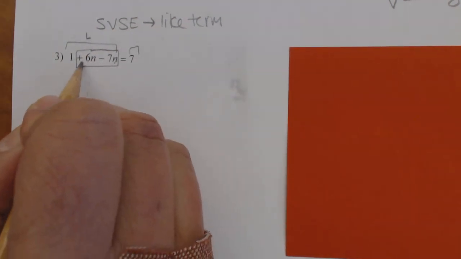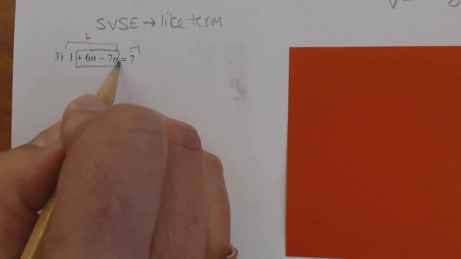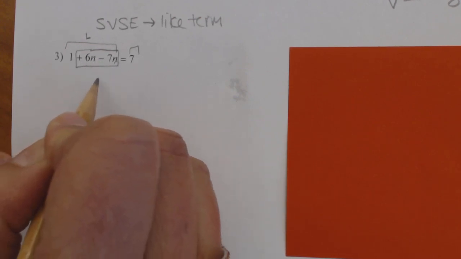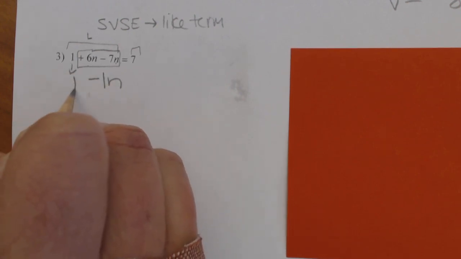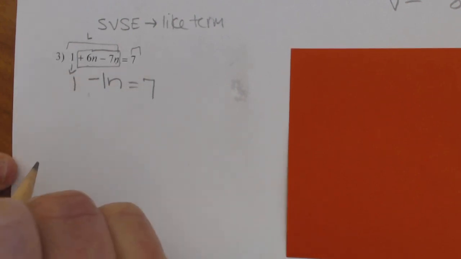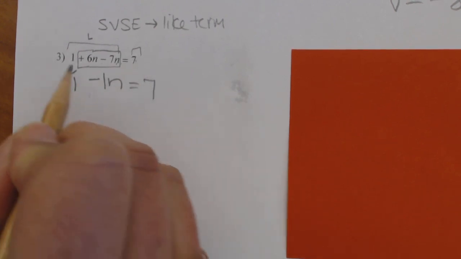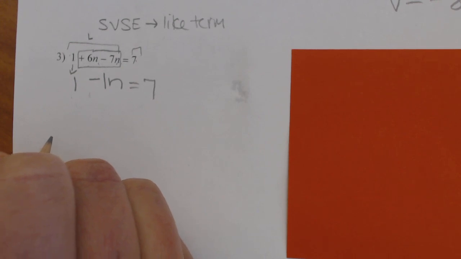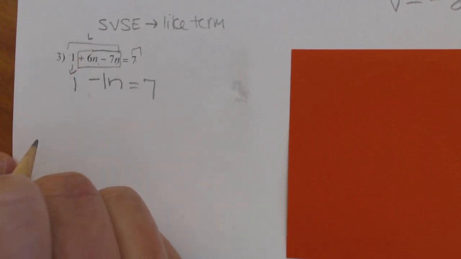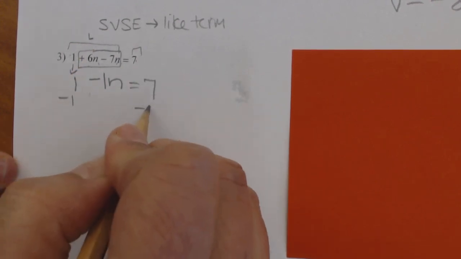So this is positive 6 minus 7n, which gives you negative 1n. We can now bring down our 1 and we can bring down our 7. So I brought down the 7, I brought down the 1. And so what I did here is I combined like terms since they were on the same side of the equal sign. I can now subtract my 1.